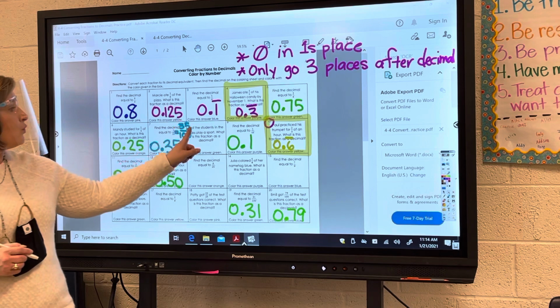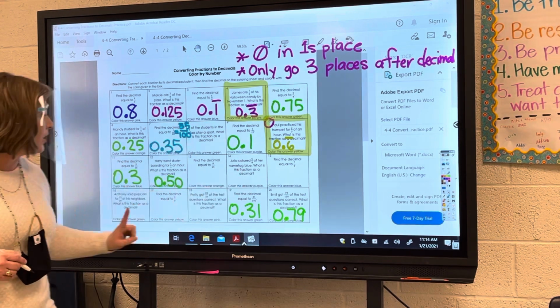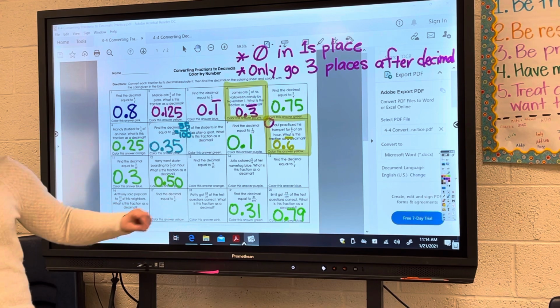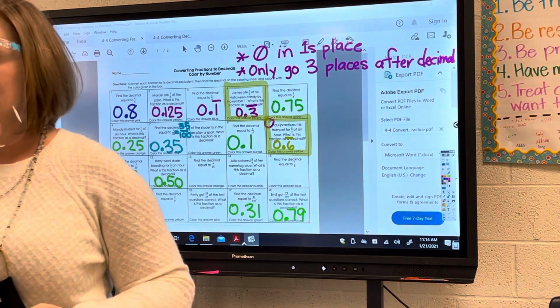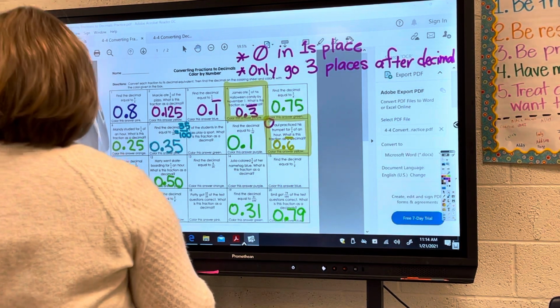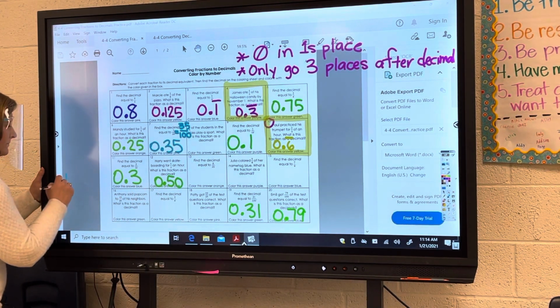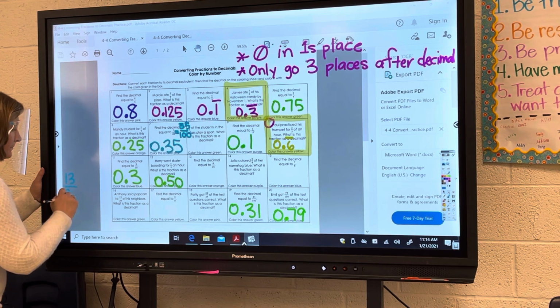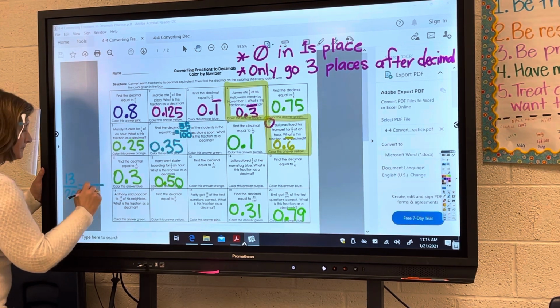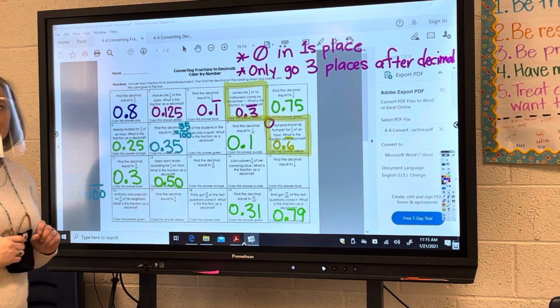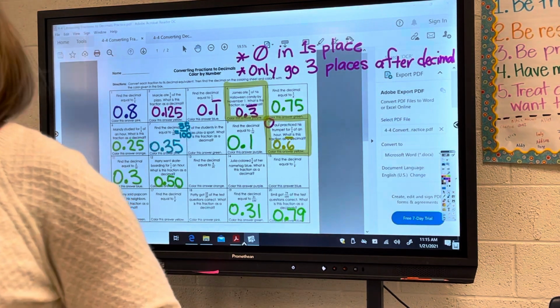Y'all, that leaves you with 1, 2, 3, 4, 5, 6, 7 to do. Okay? The last one that we did was number 2. So it's literally 7 over 16. So what could you change your denominator to in 16? 100. Yep. So you would multiply by what? 13. 13 times 5.